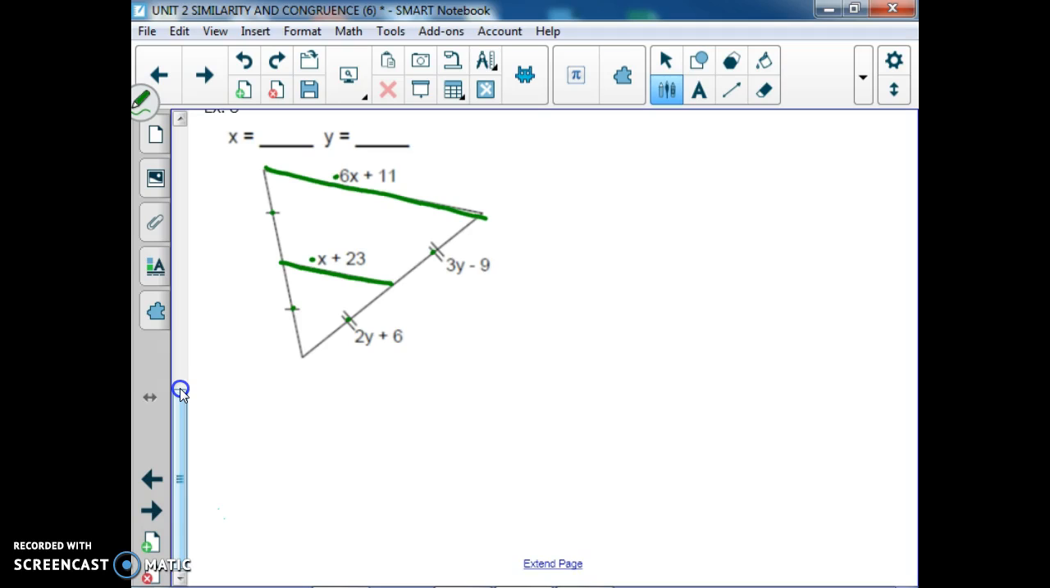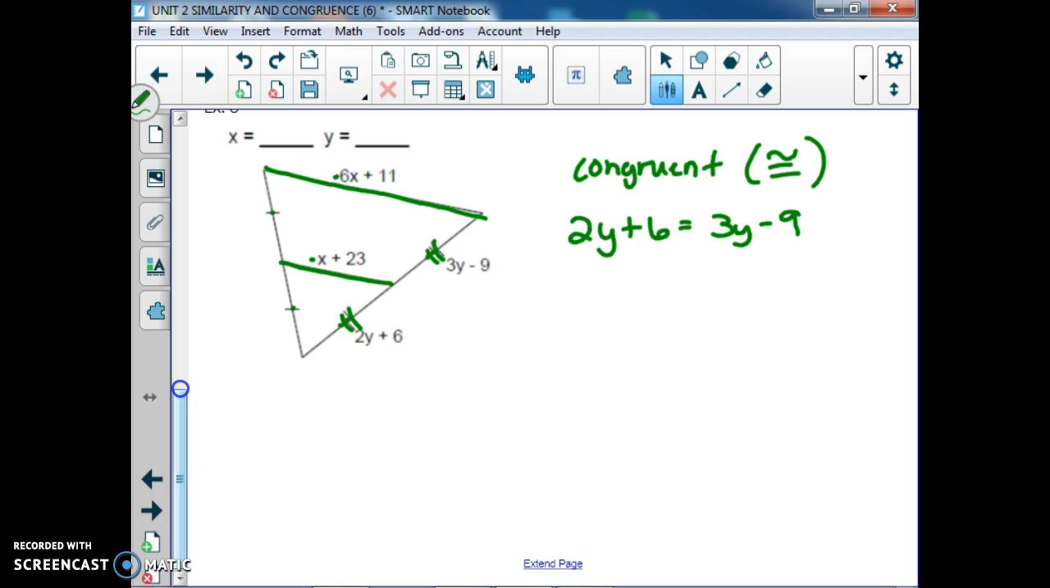All right, let's start with y, because we can see that these 2 parts are congruent to each other. When you have 2 congruent parts and you're solving for a length or a missing variable, then you need to set them equal to each other. Congruent, remember, means equal in shape and size. That's why it's an equal sign in the squiggly. So we're going to set these 2 parts equal to each other. 2y plus 6 is equal to 3y minus 9. And then from there, we're going to just solve for y.